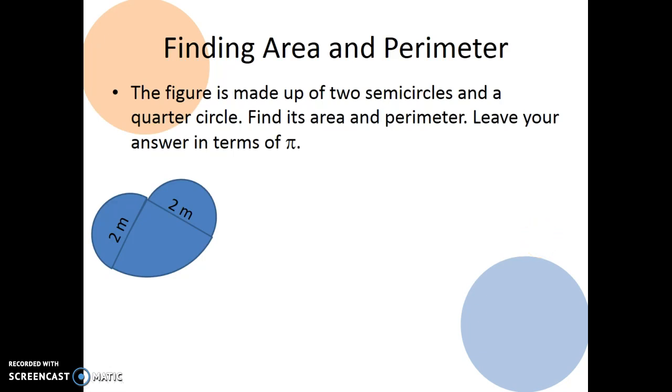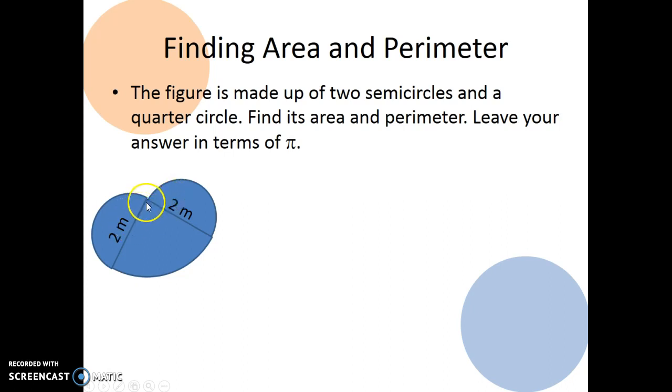All right, it says find its area and perimeter. Leave your answer in terms of pi. Okay, thinking through this problem, I have a quarter circle plus 2 semicircles. So I need to find the area of each and then add those together. My quarter circle is bigger than my semicircles, right?